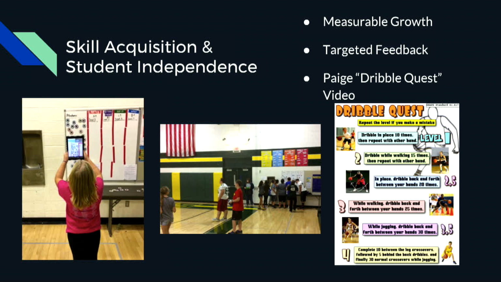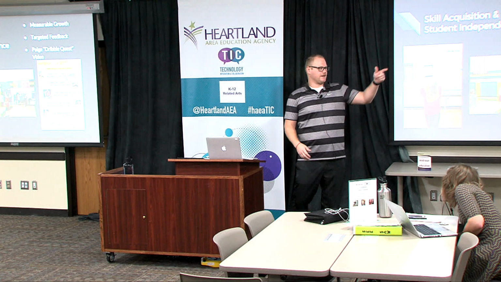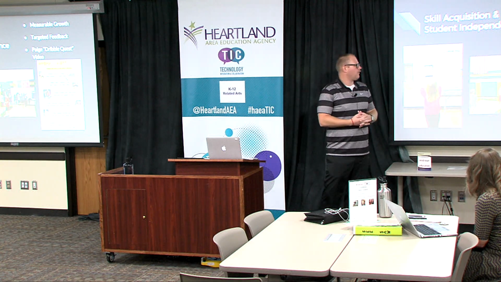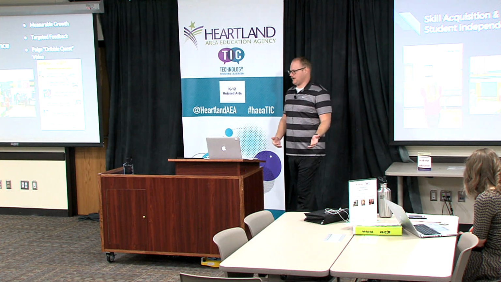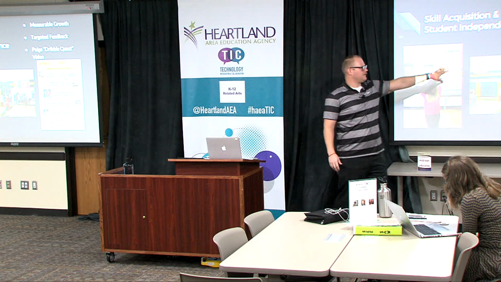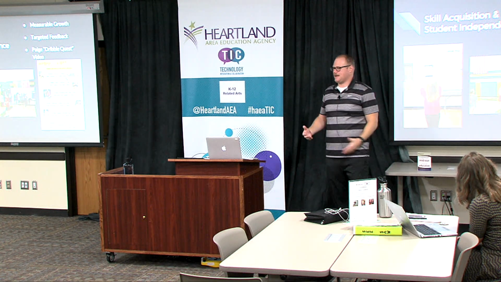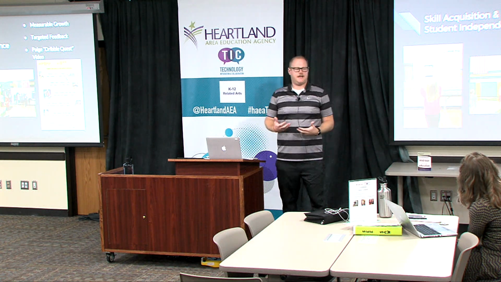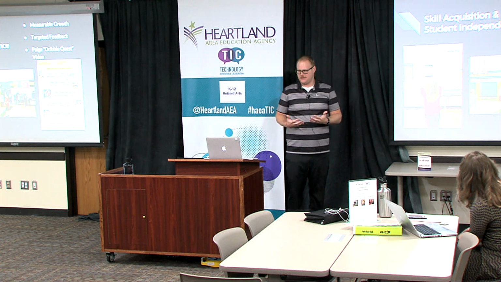But I used this one and put this up, so as the kids would come up, level 1 says dribble in place 10 times, then repeat with the other hand. So they go to basketball, dribble in place with one hand, then the other hand, then they should move their magnet to level 1. Level 2, dribble while walking 15 times, then repeat with the other hand, then they move it to level 2. So this is kind of just a basic example of how I try and set up most of the days that we have class if we're learning a skill.